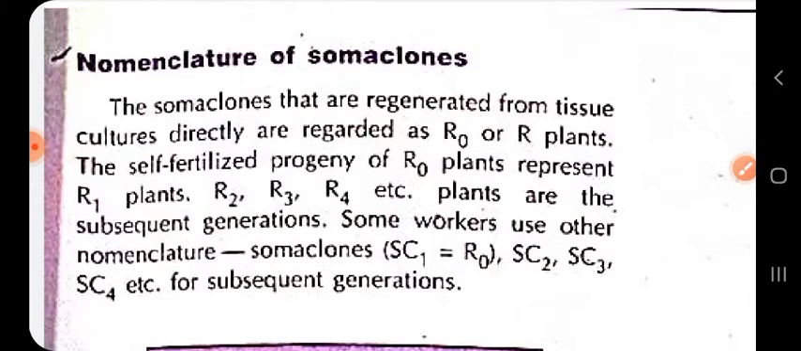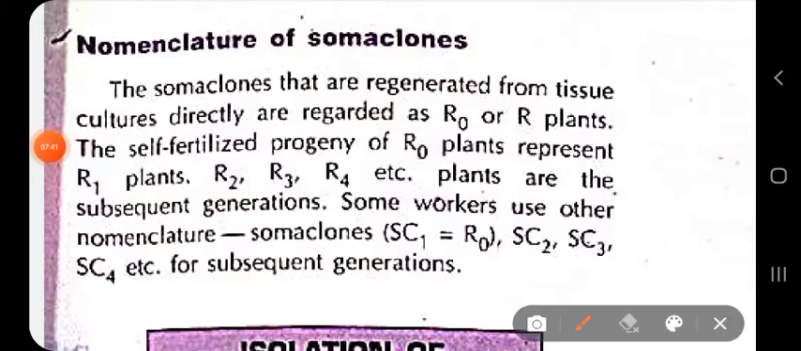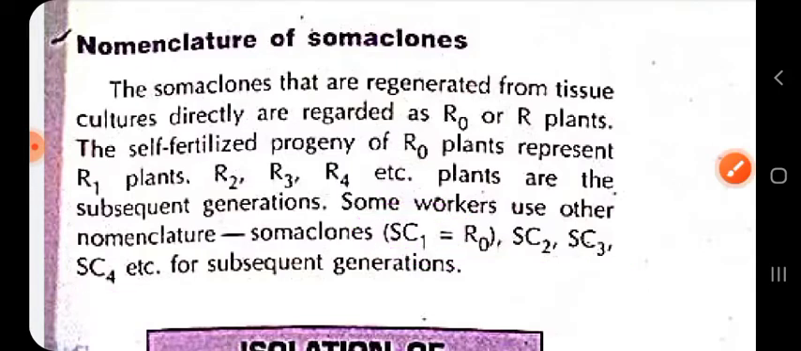So in this way we normally do the nomenclature of these somaclones. Some workers use the term SC, S for somaclone, C for clones. Instead of using R, they use this term SC1 in place of R0. That is the first somaclone, that variation we find. Then the progeny SC2, SC3, SC4 for the subsequent generations. It's not so difficult, the nomenclature of somaclones, what type of name we give.